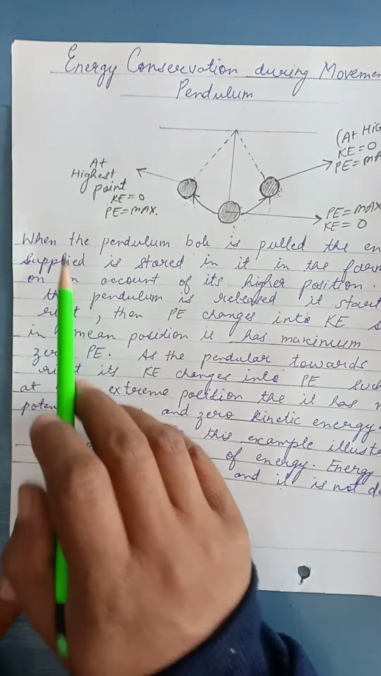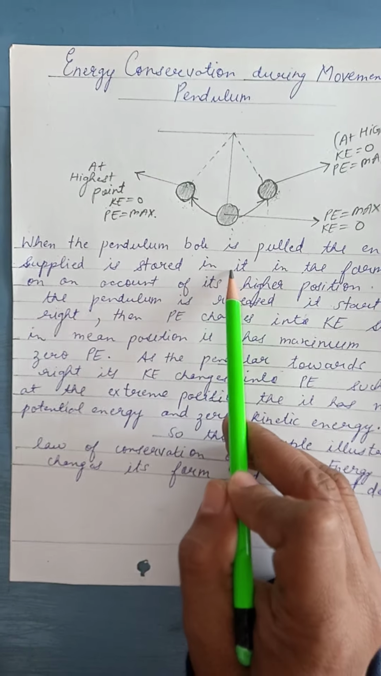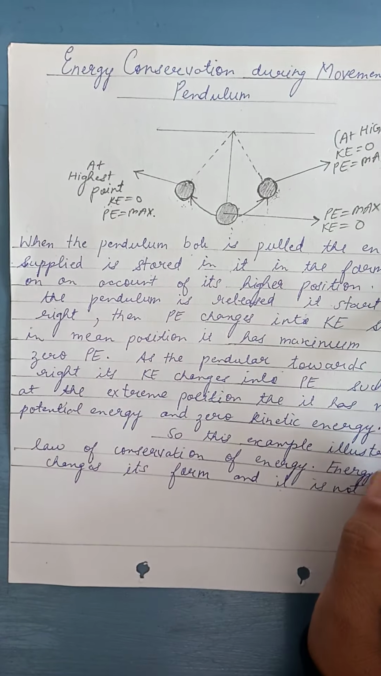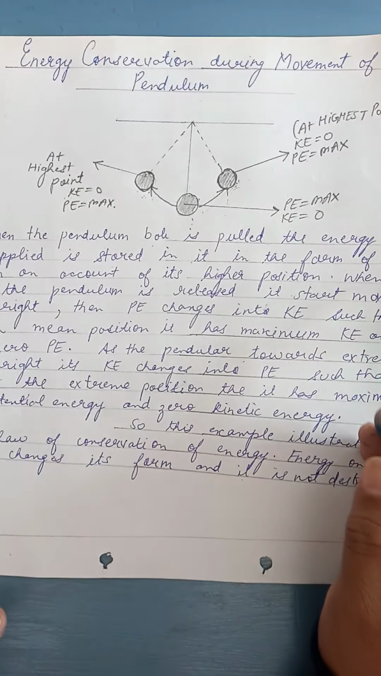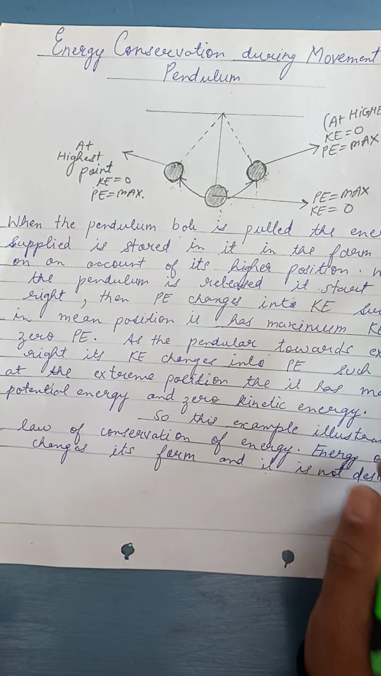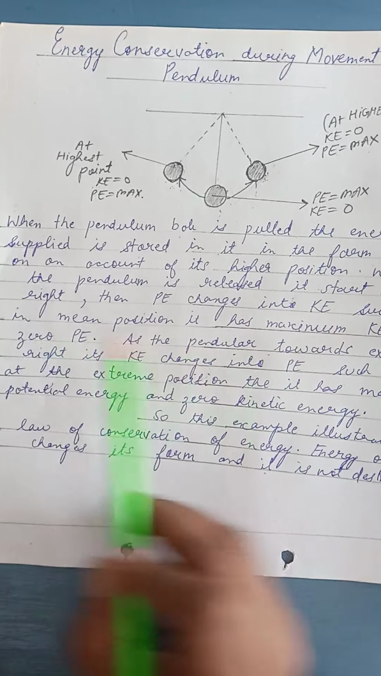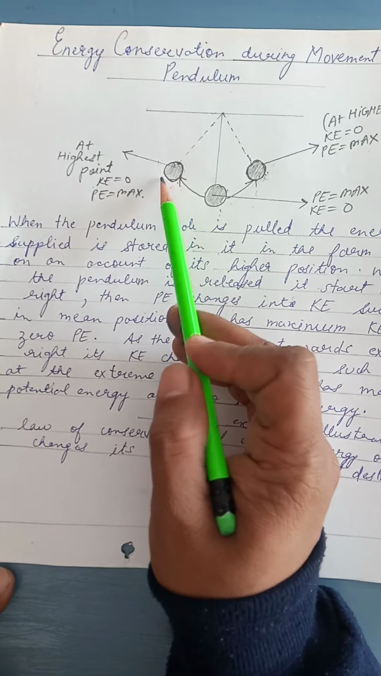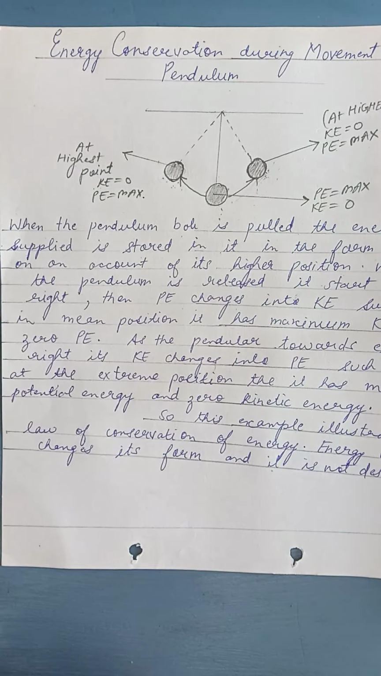When the pendulum bob is pulled, the energy supplied is stored in it in the form of potential energy, because whenever an object is at a higher position, it has potential energy. When the pendulum is released, it starts moving and the potential energy changes. You can hold it on either side, there is no problem. We only have to consider the energy conversion.